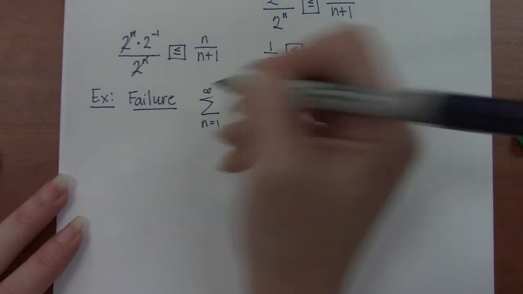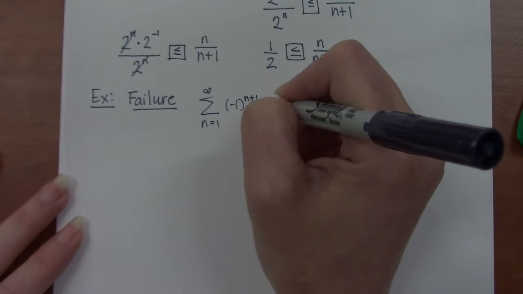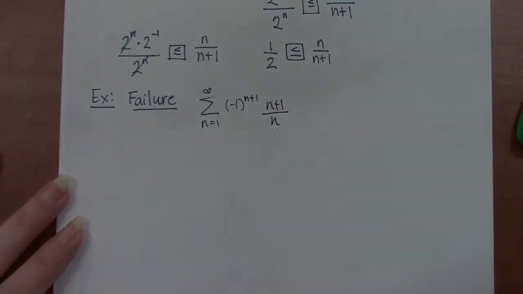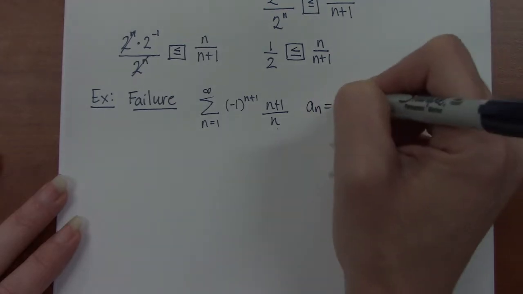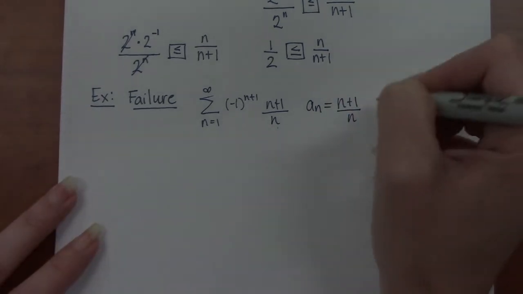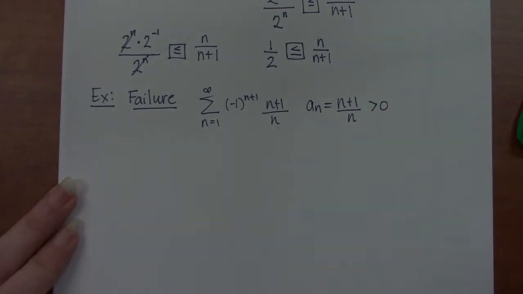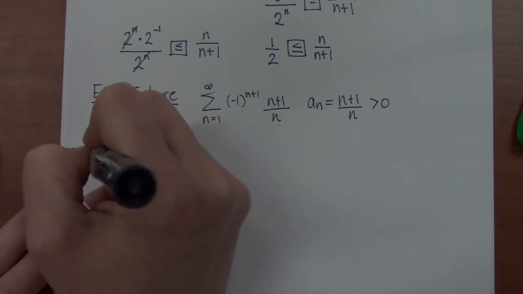Right, so let's look at the sum from n equals 1 to infinity of -1 to the n plus 1 times n plus 1 over n. So the a sub n term is just this. That is positive, so that condition is okay. Well, what are we going to get when we take the limit of that term?